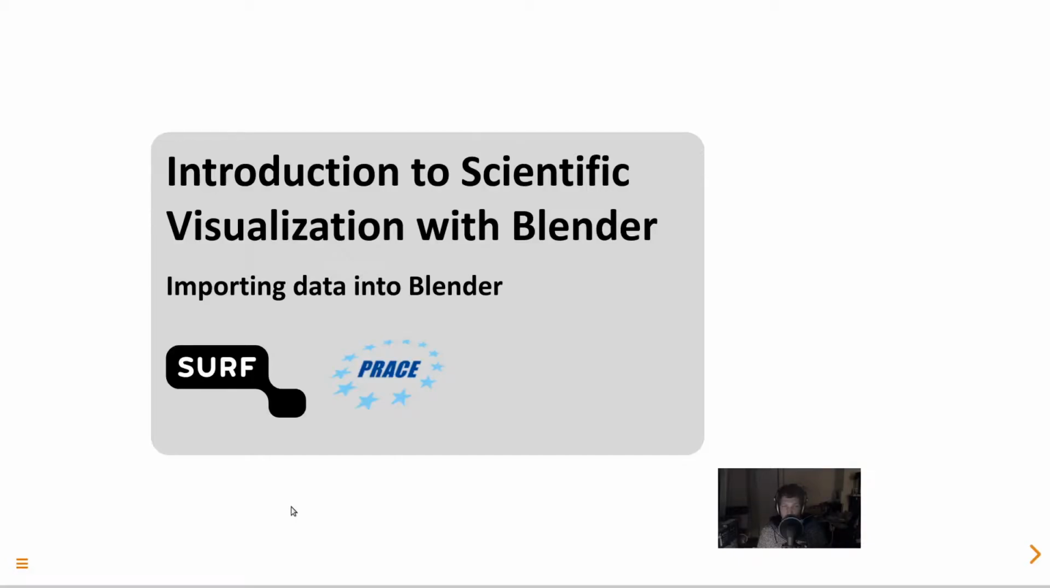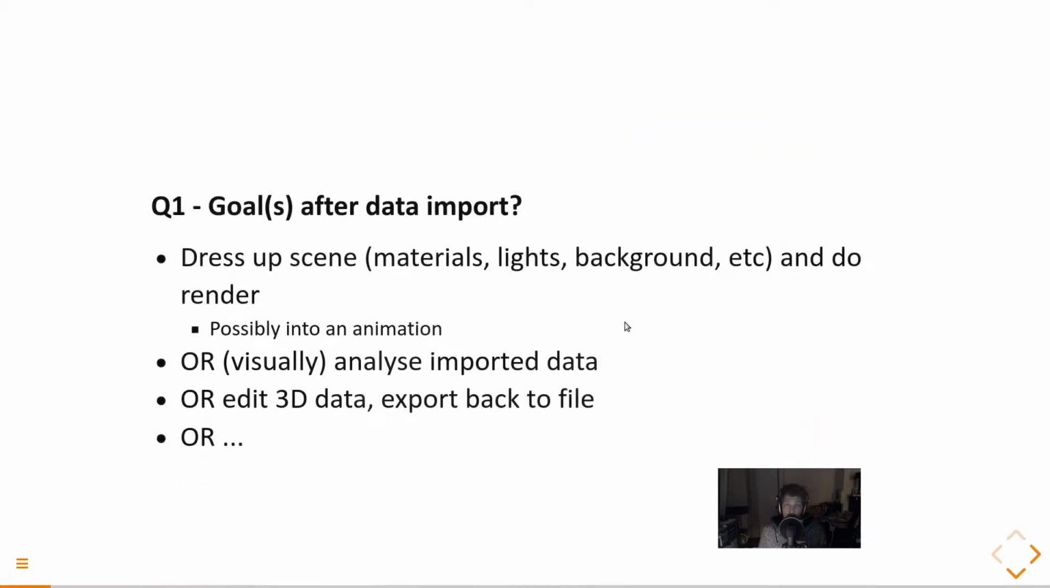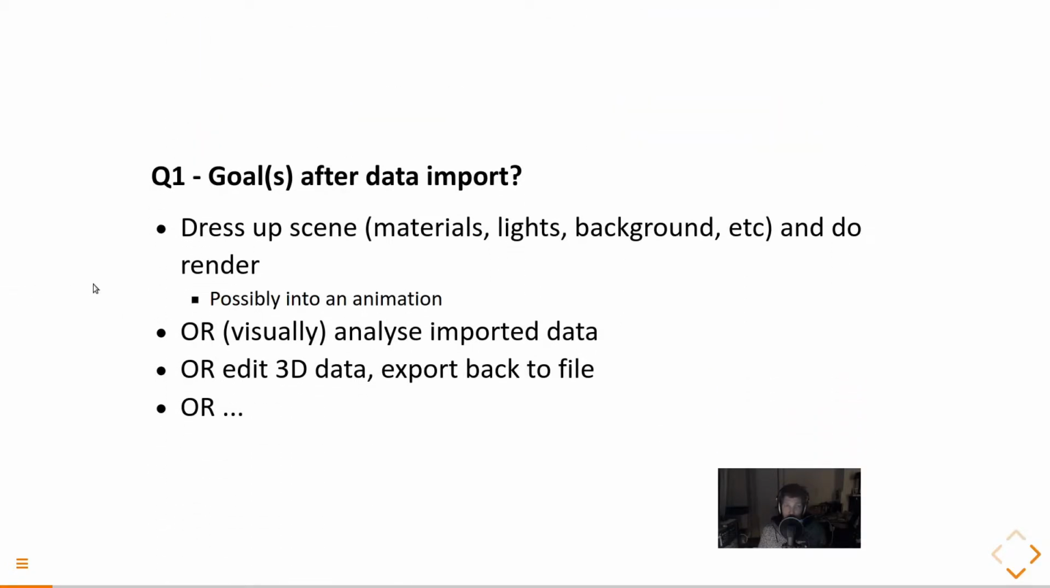So the next part is about importing data into Blender. It's where you have existing files, for example HDF5, VTK, or maybe a tabular format like Excel or CSV, or one of the 3D formats that exist. You have data, you want to import it into Blender. And the first thing to think about is, what are your goals for the import?